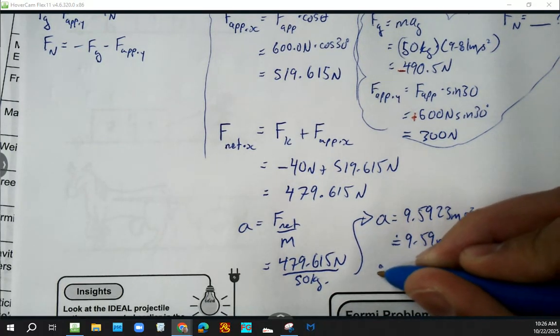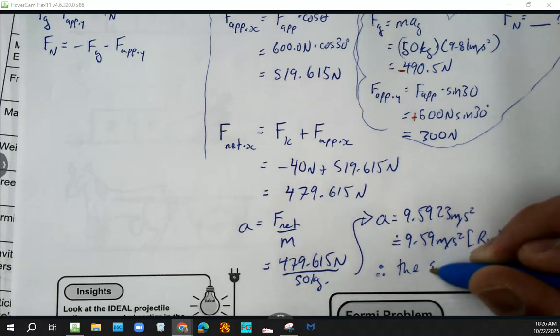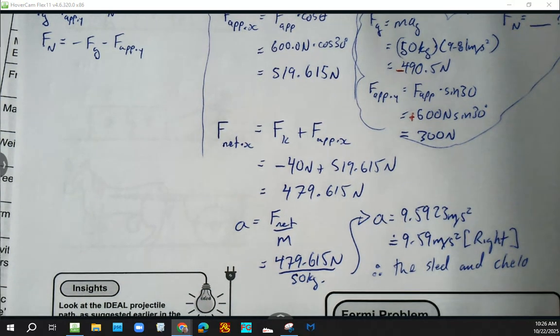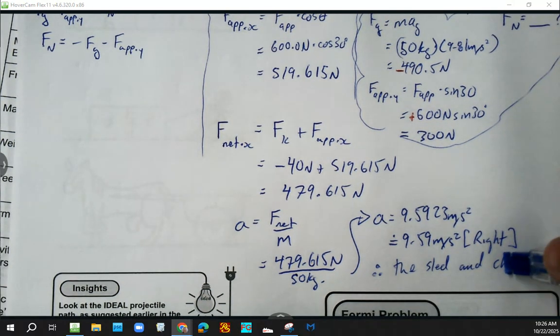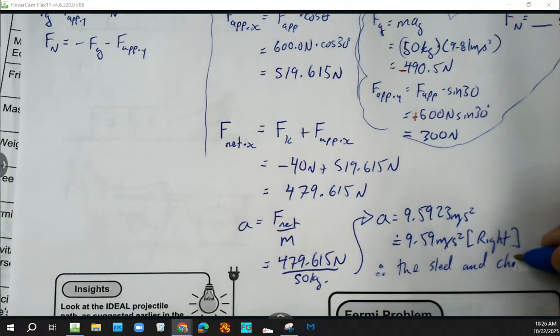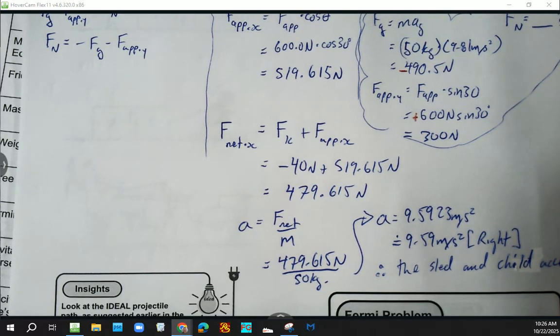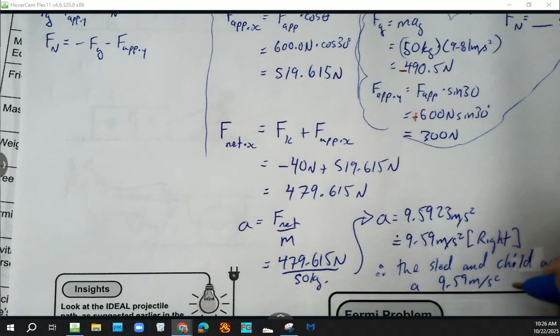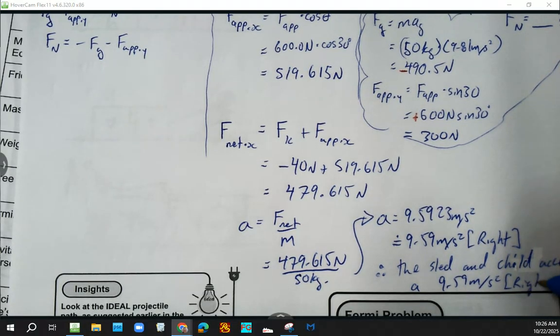And there we could have a therefore statement. Therefore, the sled and child, not child, oh my gosh. What happened to my spell check there? It just turned into like a cello or something. Child, accelerate at 9.59 meters per second squared. Right. Now that's the answer to the question.